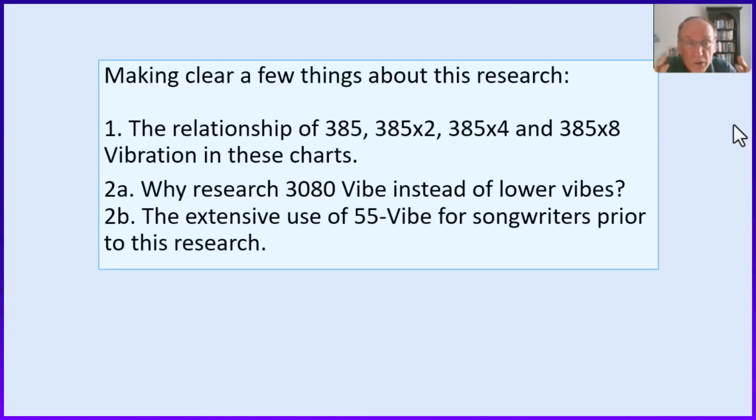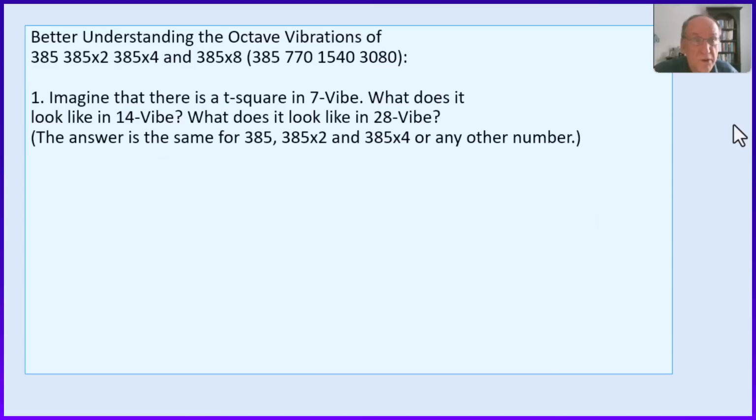And I want to show you the way that charts that are in octaves of each other are related, and some variations that are not obvious. There's some things that can happen when you double the vibration that are not obvious, and I wanted to make that clear. And then there's some questions that I got about why are we jumping all the way to 3080? I want to talk about that as well. But first, let's understand the different things that can happen when you double a vibration.